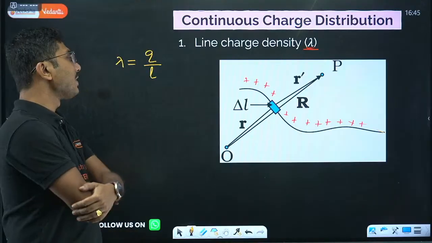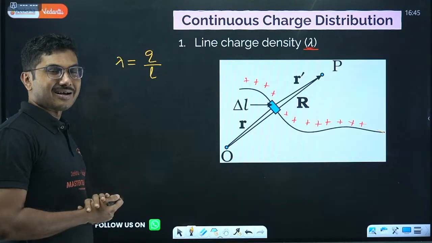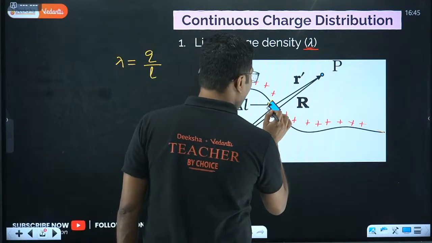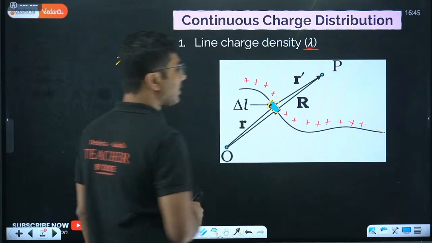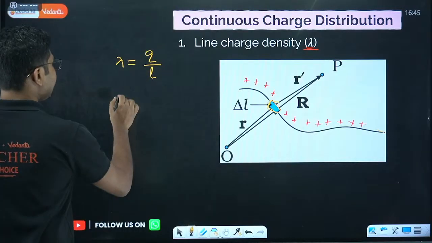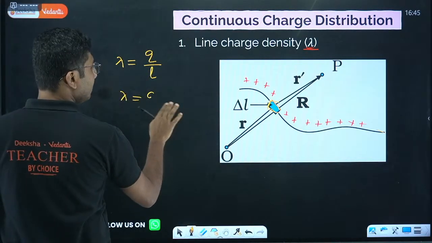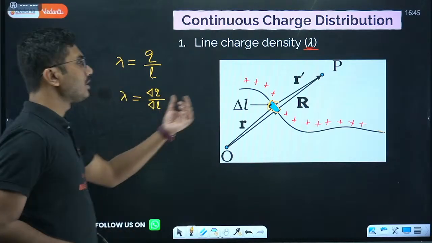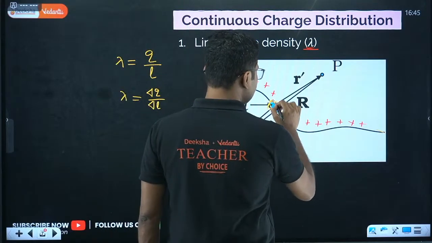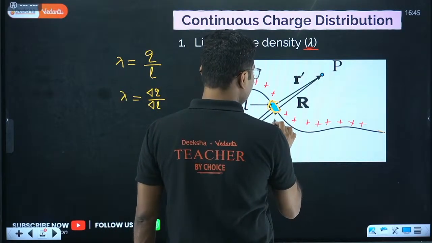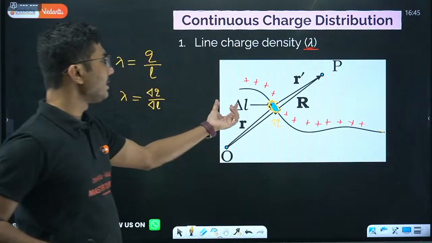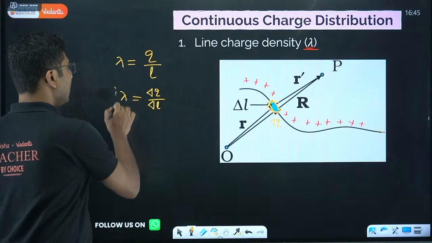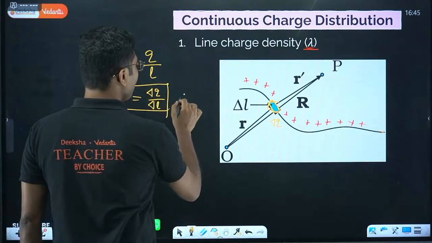But sometimes it is difficult for us to measure the entire length and the entire charge. So we take a small portion of the wire, measure how much charge is there, and say that lambda is given by delta Q by delta L. Delta Q is the small charge located in this small length, delta L. Then delta Q by delta L is called line charge density, and its unit is coulomb per meter.